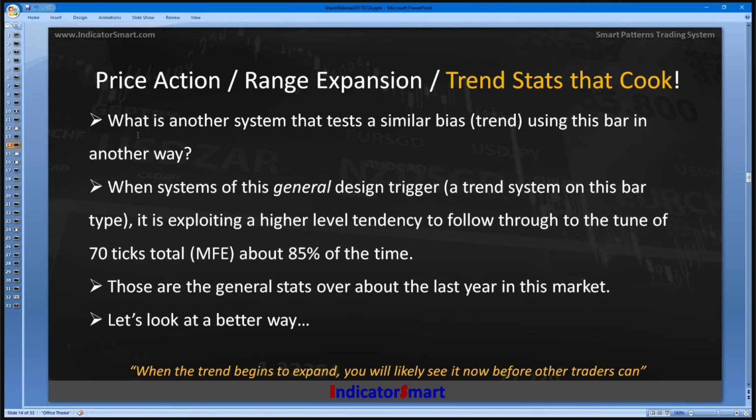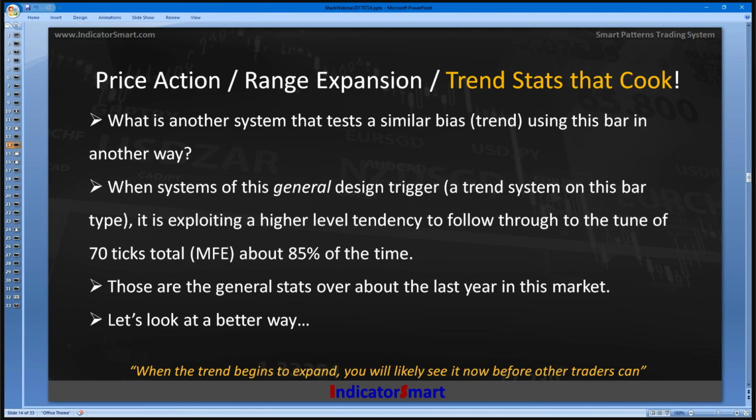So what's another system that tests in a similar bias? I have another system that I'm going to show you in a minute that's related to this Donchian test that we just did, but it's hitting it from a little bit different angle. We talk about proof of concept or bias tests. Well, now we've got two different systems that are really testing the same thing in a different way, but one might have a little bit of an edge over the other. So let's take a look at this.